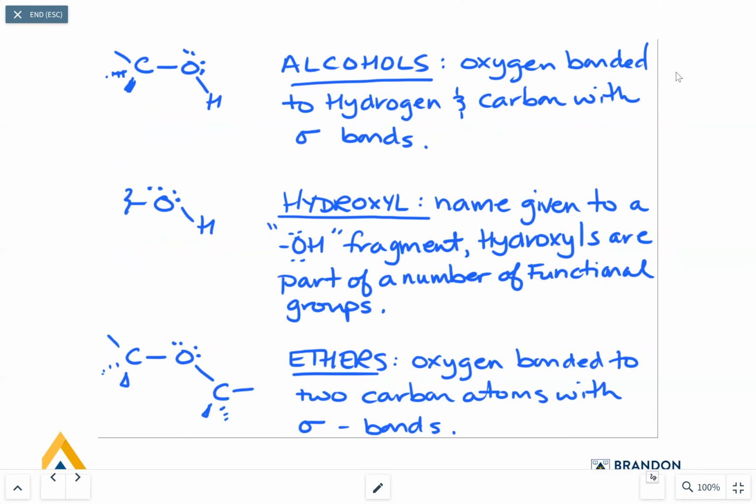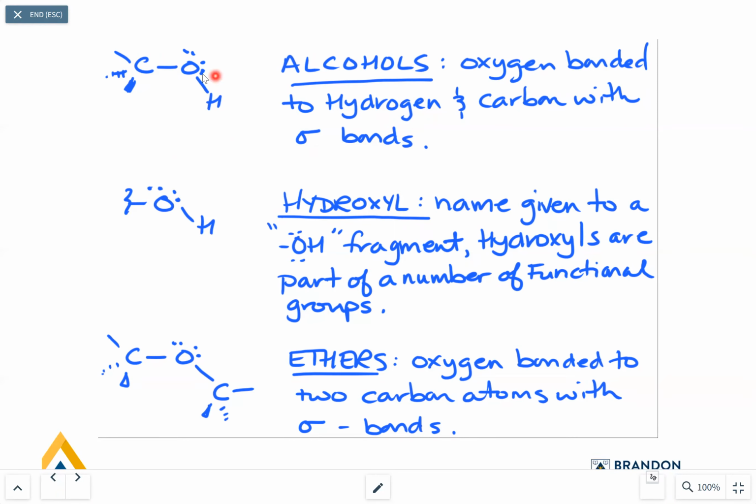Then when we move into the heteroatoms, probably the most common one will be oxygen. And so an alcohol is when you've got an OH group attached to a carbon. And these are all with sigma bonds, so single bonds. There's a generic name for just an OH group, that's a hydroxyl. But the hydroxyl fragment is found in a number of different functional groups.